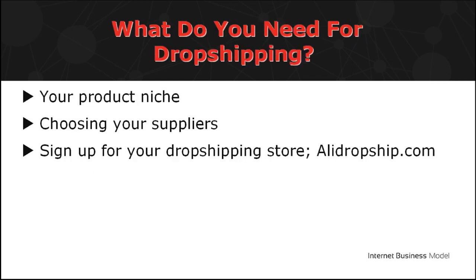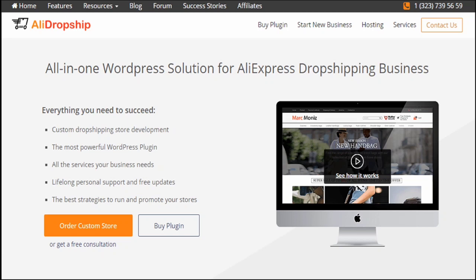All you need to have is: 1. Product niches. Every successful business must have their own niche. 2. Choosing your supplier. Prepare a list of your own chosen suppliers. 3. Sign up for your dropshipping store using one of the most popular dropship hubs, AliDropship.com. Create an account on AliDropship.com to personalize your own dropshipping web store.